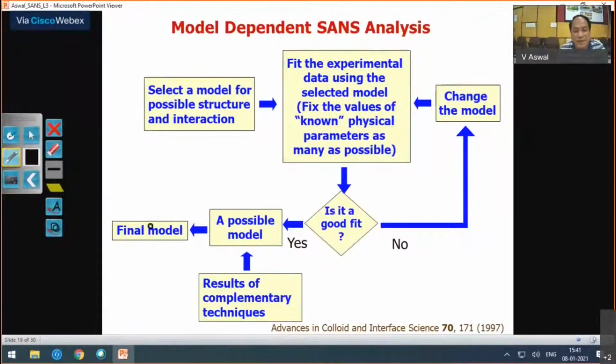So to decide a final model, you should take help from complementary techniques. Otherwise, your model may not be right. You should make use of complementary techniques to verify that your possible model would be the final model, because it's a model fitting. So you cannot be sure about the exact model in the system.